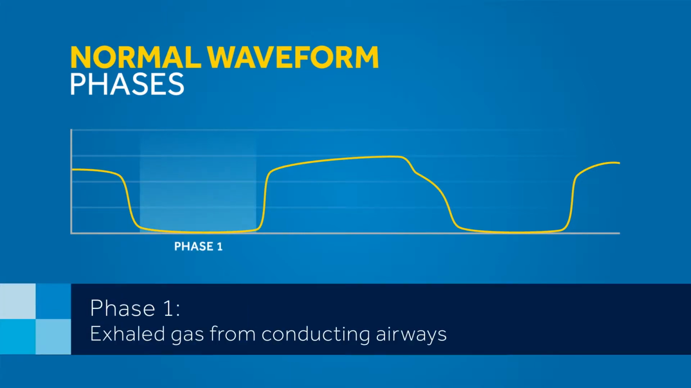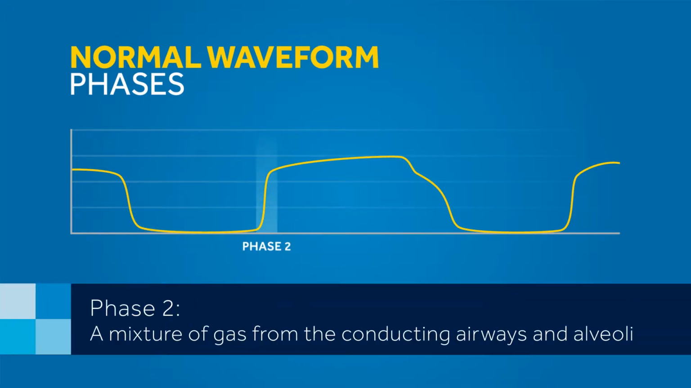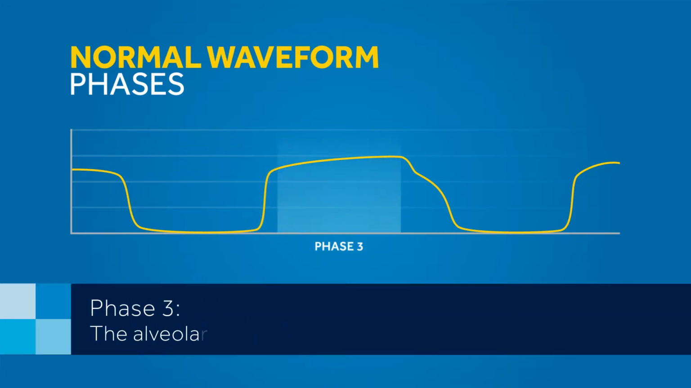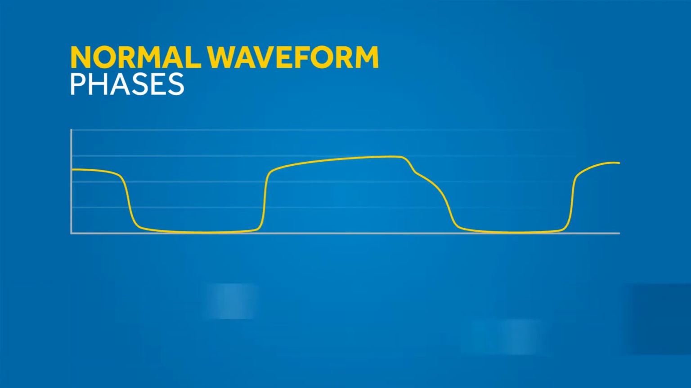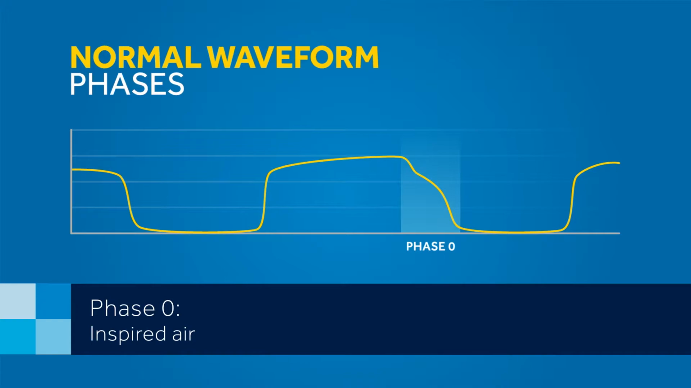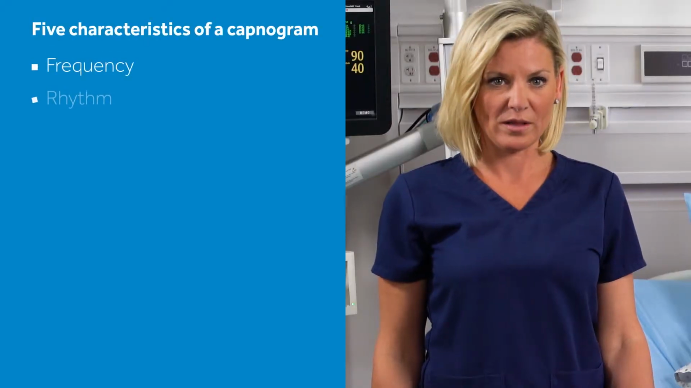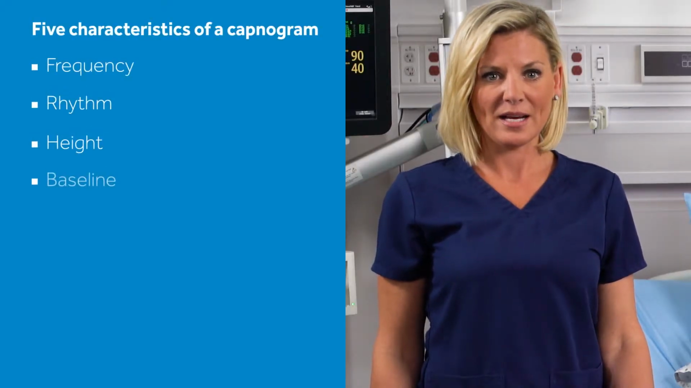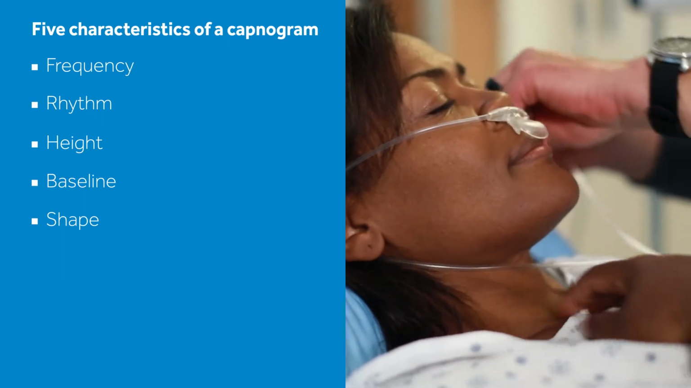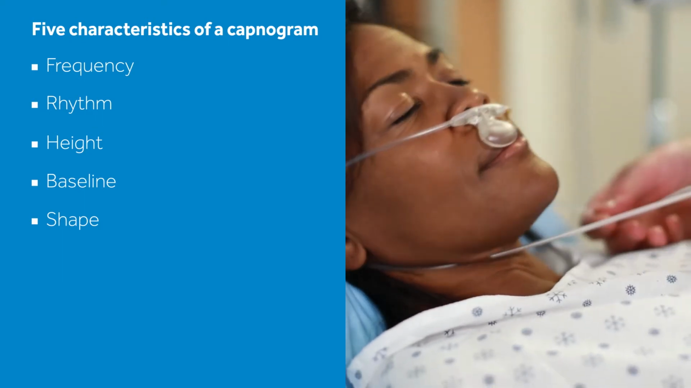Phase 1, exhaled gas from conducting airways. Phase 2, a mixture of gas from the conducting airways and alveoli. Phase 3, the alveolar plateau. Phase 0, inspired air. 5 characteristics of a capnogram should be evaluated: frequency, rhythm, height, baseline, and shape. Deviations in the waveform must be investigated.